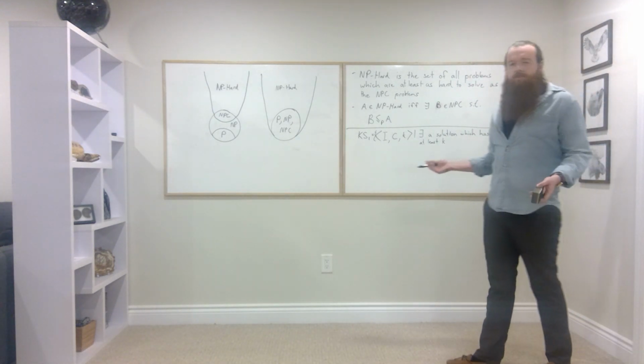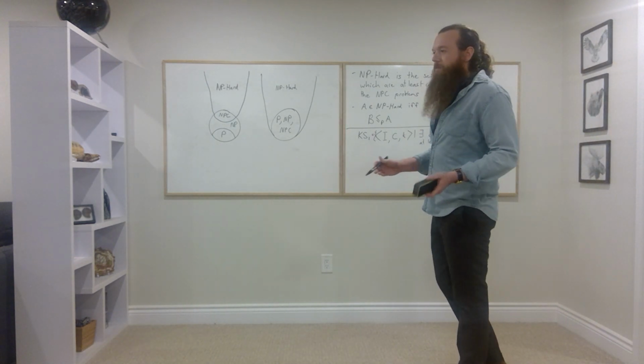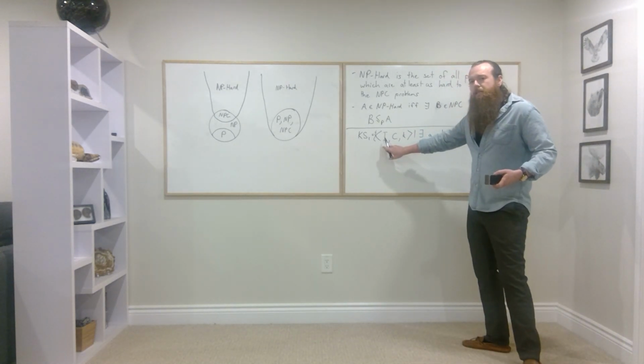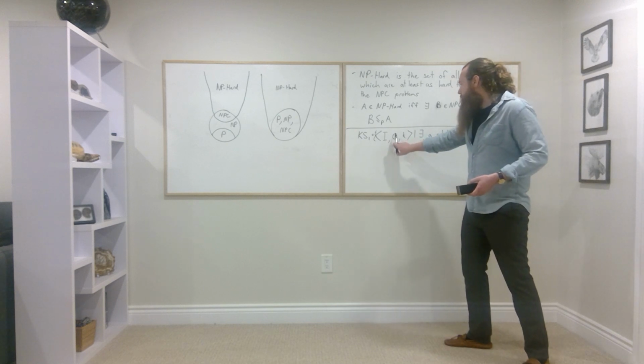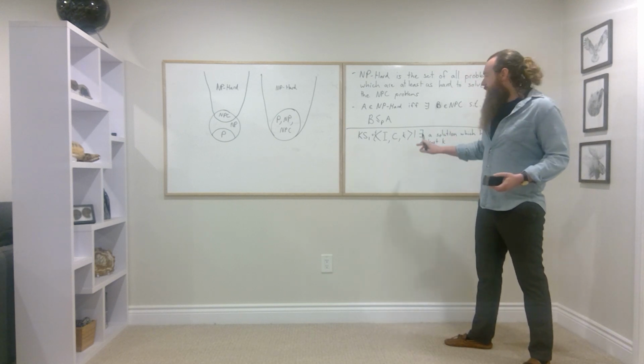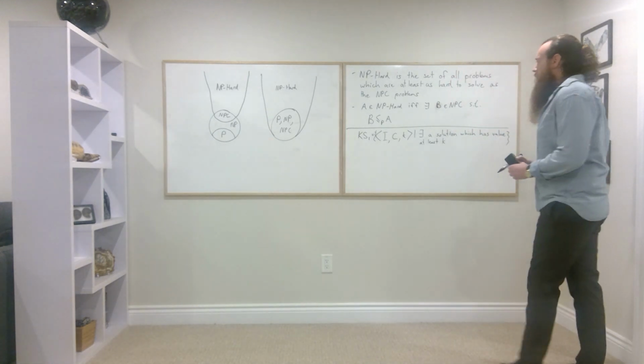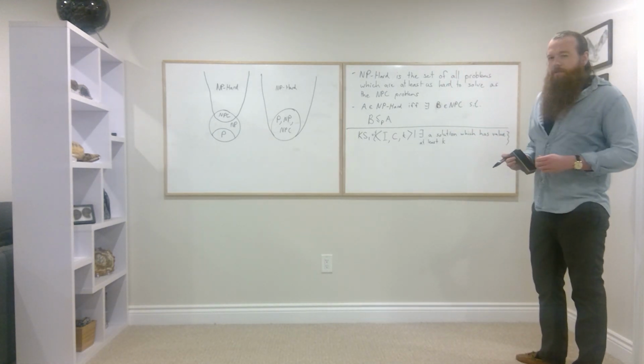And when I say there exists a solution, I mean there exists a valid subset of items in I such that the total weight doesn't exceed c, but the total value is at least k. Okay, so let's think about this problem. Is this problem in NP?